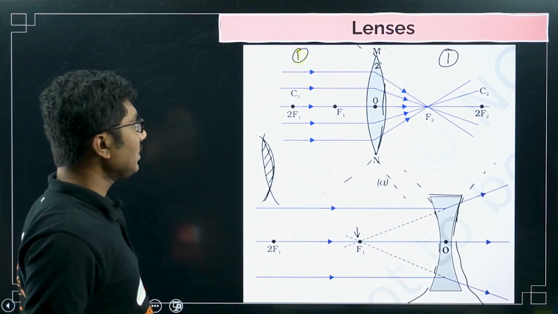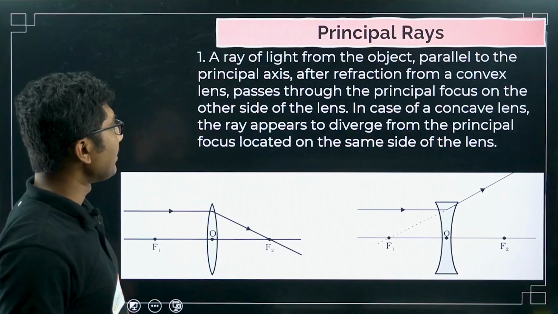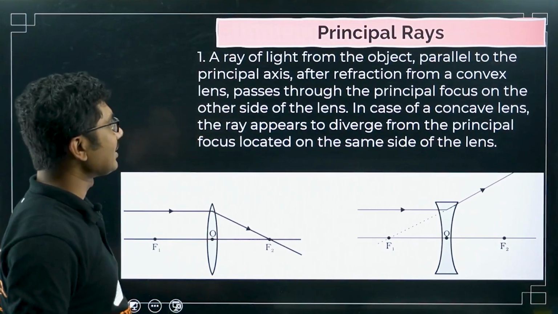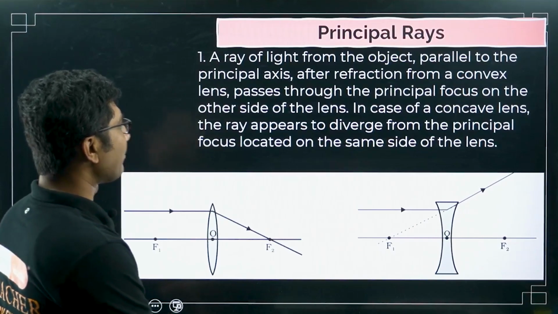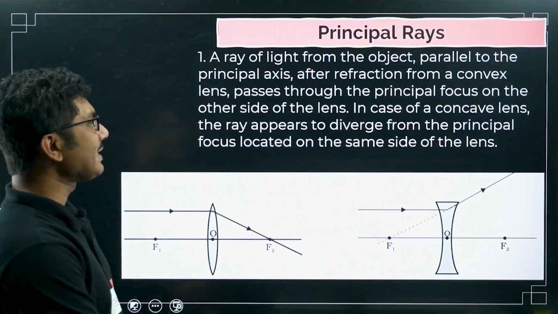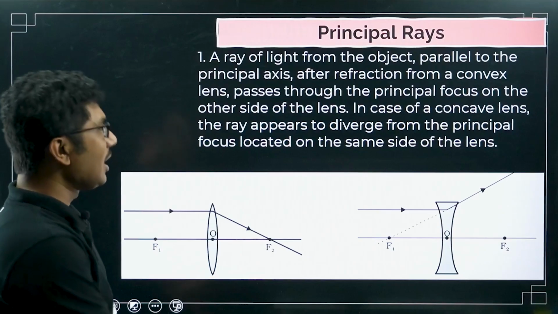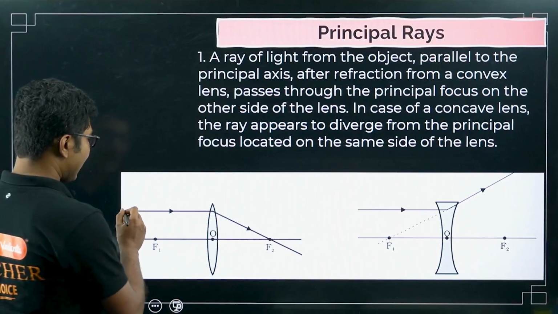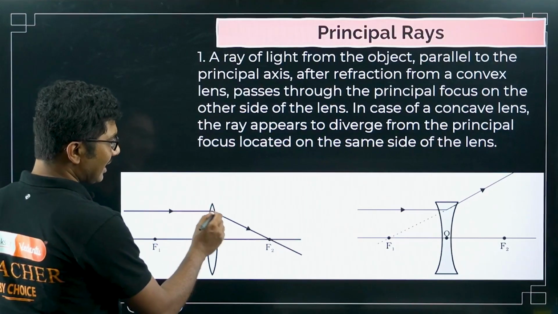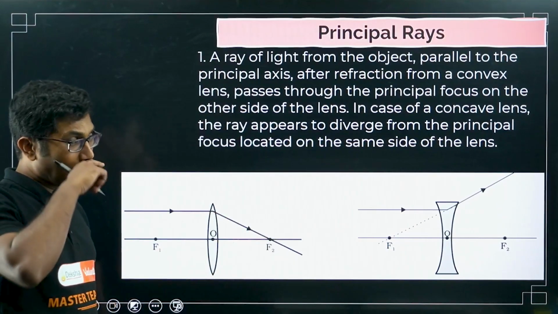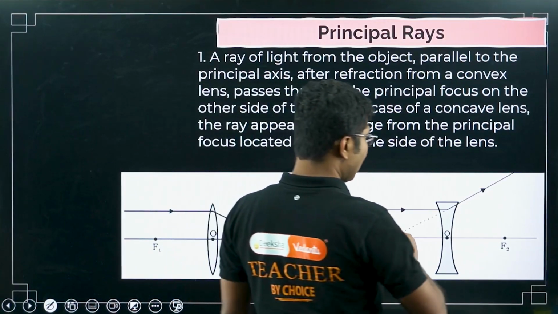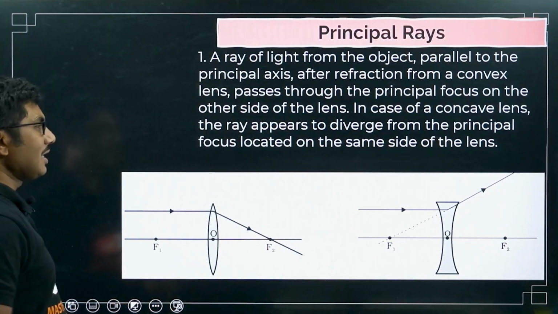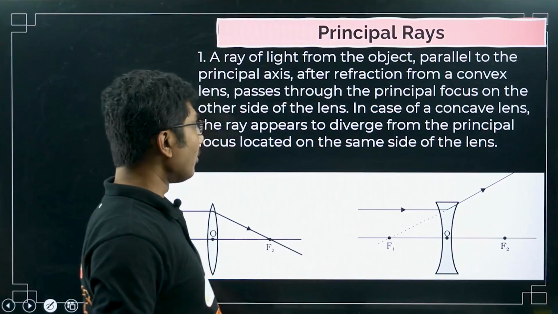Now let's move on to the principal rays. A ray of light from the object parallel to the principal axis, after refraction from a convex lens, passes through the principal focus on the other side of the lens. In the case of a concave lens, the ray appears to diverge from the principal focus located on the same side of the lens. So if the parallel ray is going here, after refraction it meets at the focus. In case of a concave lens, after refraction it appears to come from F1. So this is the basic difference between lenses and mirrors.